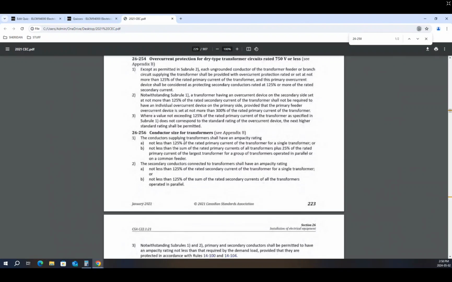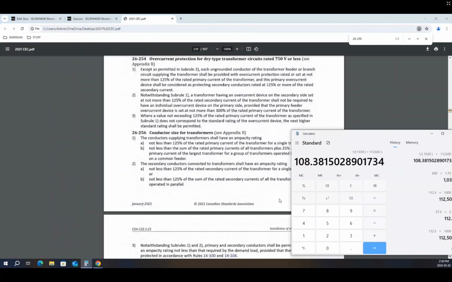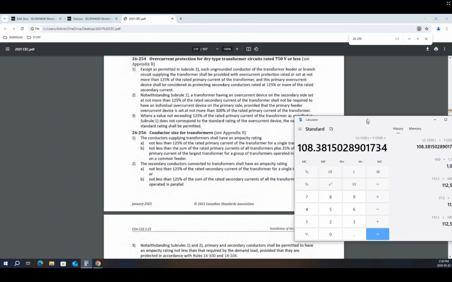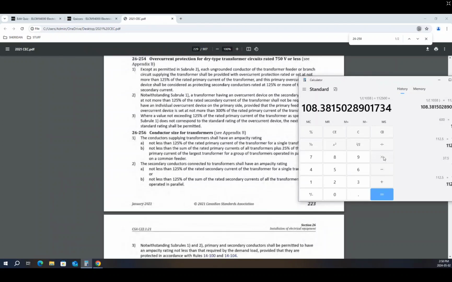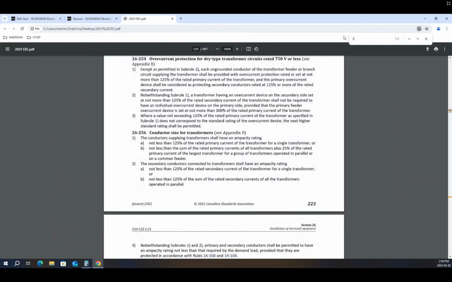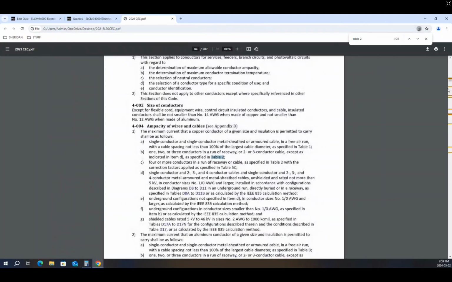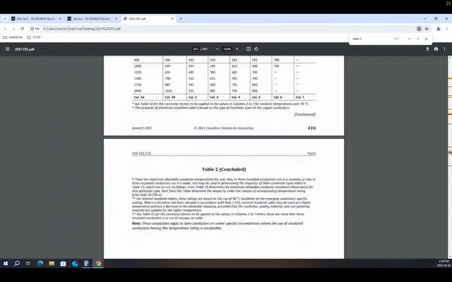But conductor side says I have to be 125% of the rated primary current. So I just calculated the primary current at 108, so I've got to multiply that by 1.25. So I got 135. And I'm back to table 2.